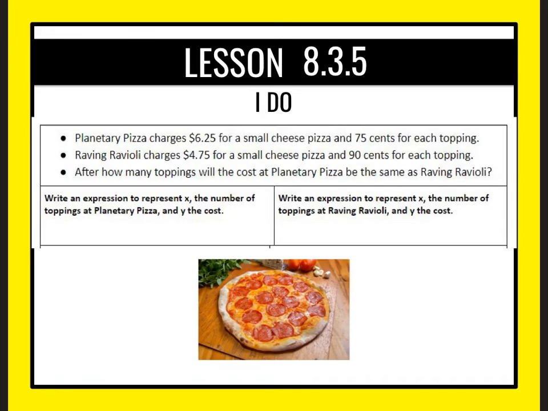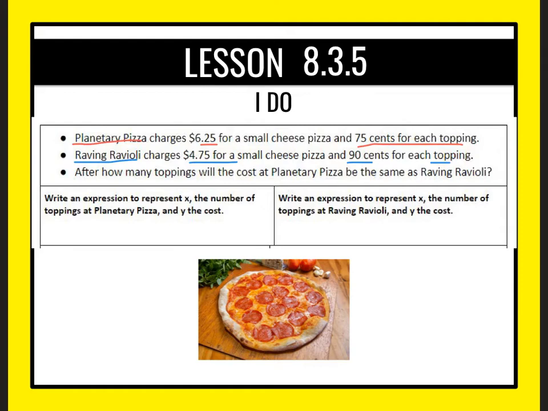So in our first situation, we're going to look at two pizza places. The first pizza place that we're looking at is Planetary Pizza, and they're charging $6.25 for a small cheese pizza and 75 cents for each topping. The second place we're looking at is Raving Ravioli. They charge $4.75 for a small cheese pizza and 90 cents for each additional topping.